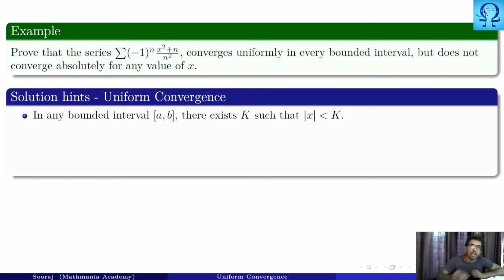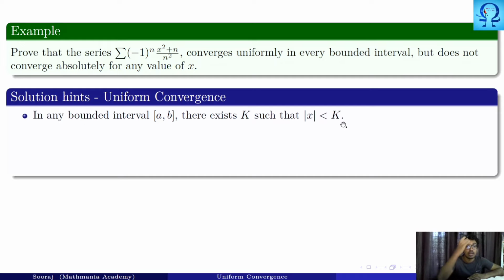First of all, we observe that be it any bounded interval AB, we would be able to identify k such that the absolute value of x is less than k. Suppose A and B are both negative values, then obviously the absolute value of A will serve as your k. If A is negative and B is positive, then look at the absolute value of A and of B, whichever is maximum will be your k. In simpler terms, k is the maximum of absolute value of A and absolute value of B.